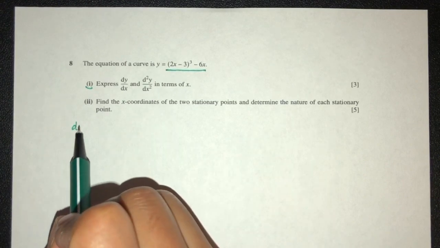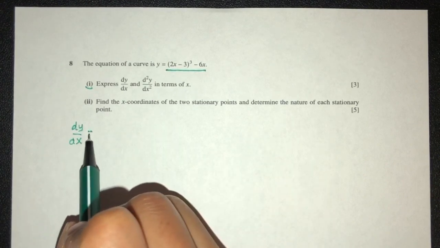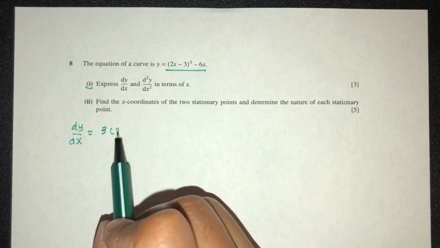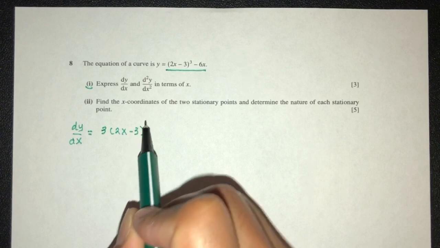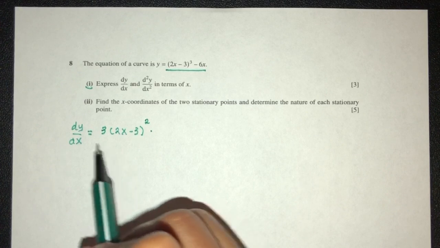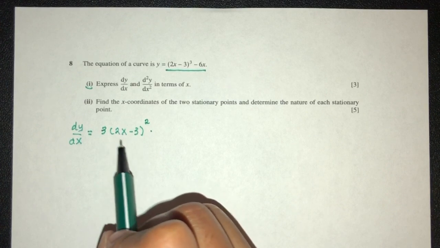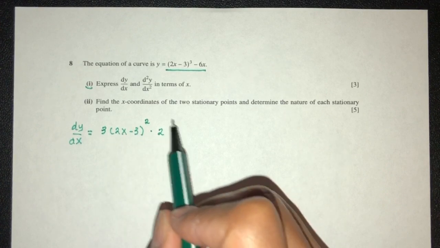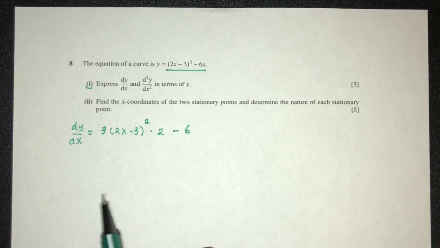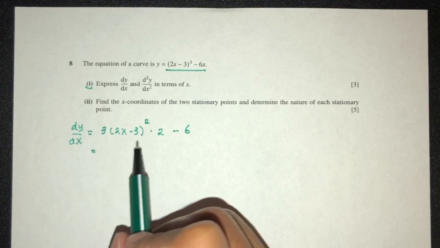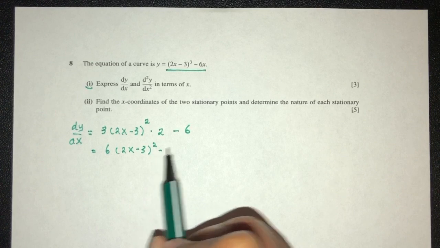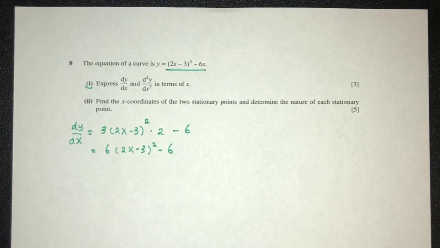So dy by dx will be what? First step, because we have a power here, first multiply by the power, right? And then we have to minus 1 from the power. So 3 minus 1 is 2. Then we have to multiply by d by dx of the value inside. That will be just 2. That will be the first part. And here we have to differentiate. That will be 6. So you will have 6 (2x minus 3) squared minus 6. That is dy by dx.